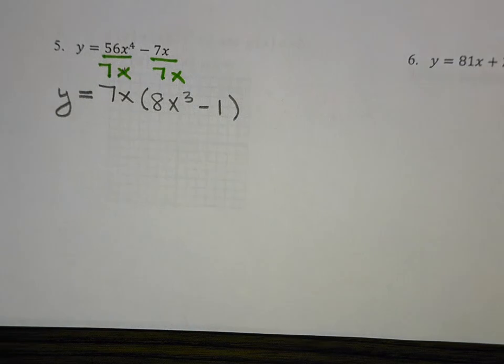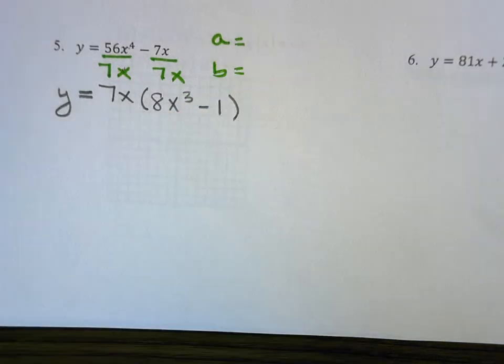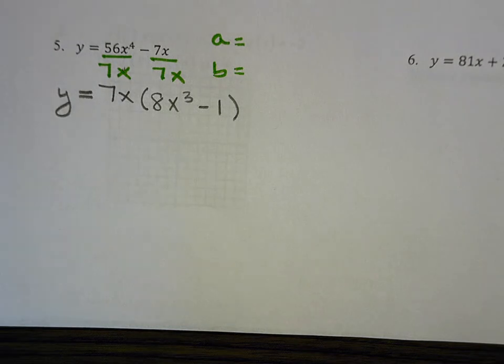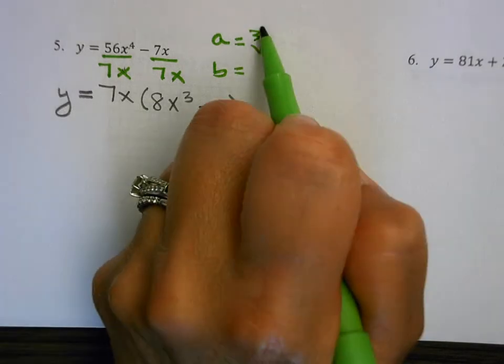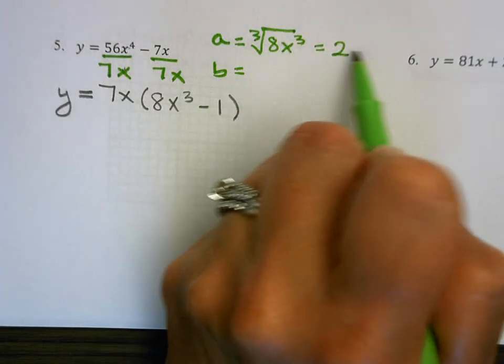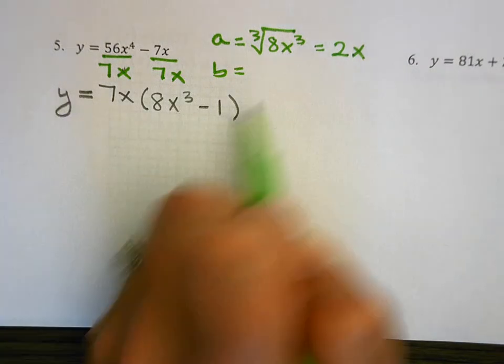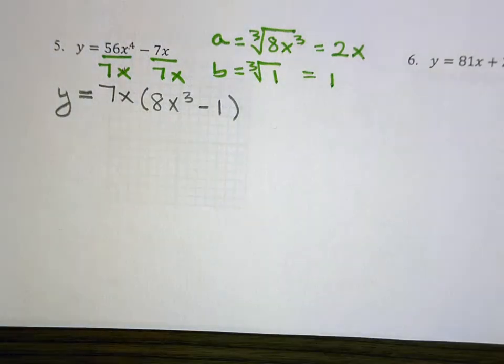Okay. And then let's do our a and our b value over here. Now when I write out the a and the b, that's not something you have to do. I'm just doing that to help explain. Okay. So here I'm going to take the cube root of 8x cubed. So the cube root of 8 is 2, and of x cubed is x. And then the cube root of 1 is just 1. So there's my a and my b value.